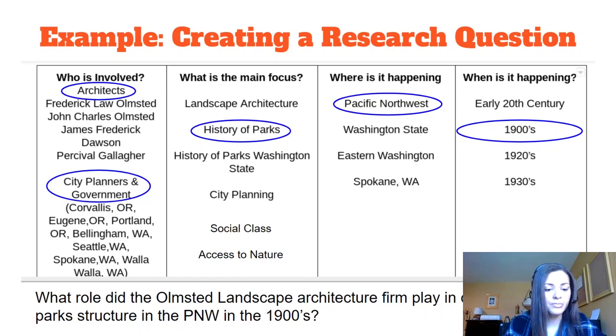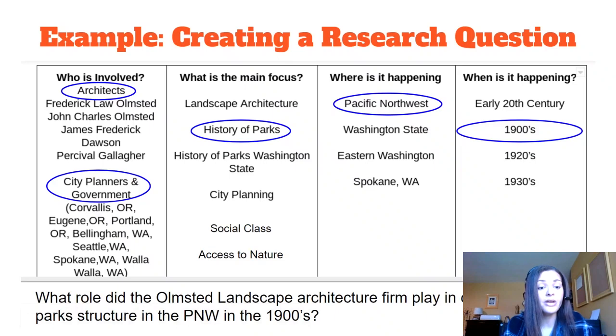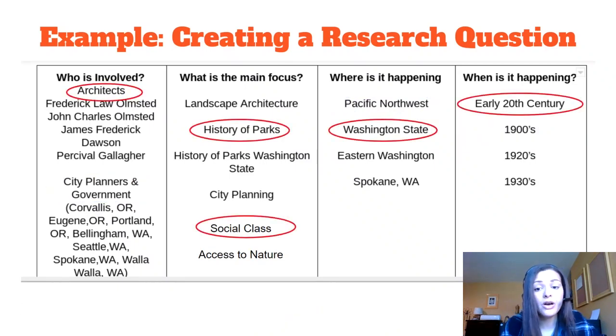So here in my example, I have, what role did the Olmsted landscape architecture firm play in developing the park structures in the Pacific Northwest in the 1900s? So we can see that I've gone from a really broad concept of the Olmsted brother architectures, and at this point I really am focusing more on the structure and city development. I might even want to take that research question and add that city development aspect into it more explicitly if that's what I really find interesting. There's many different directions you could go with this.